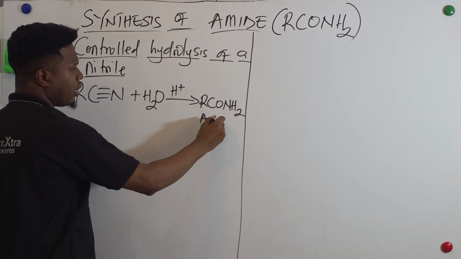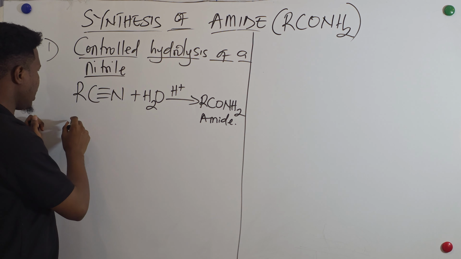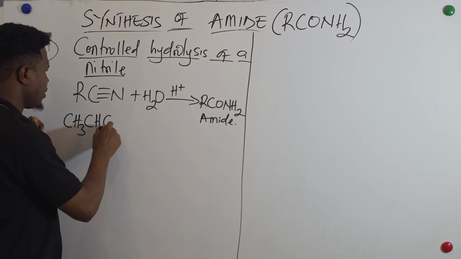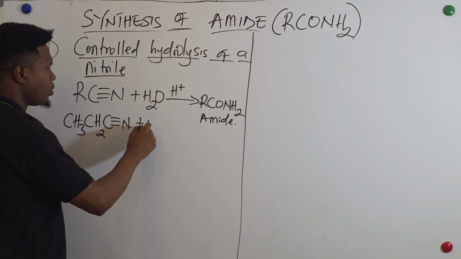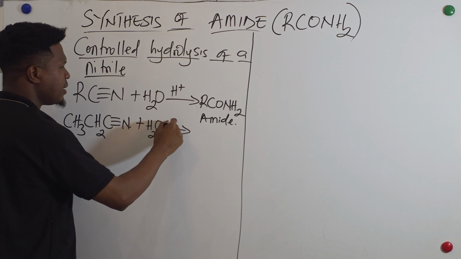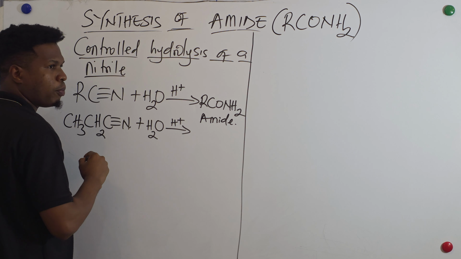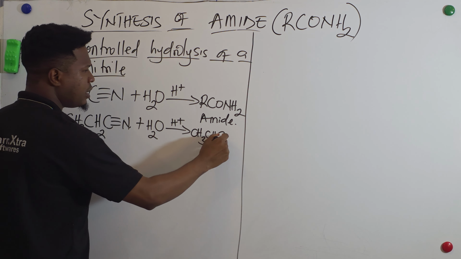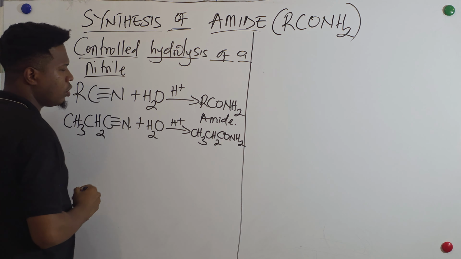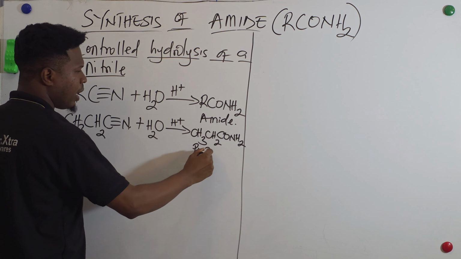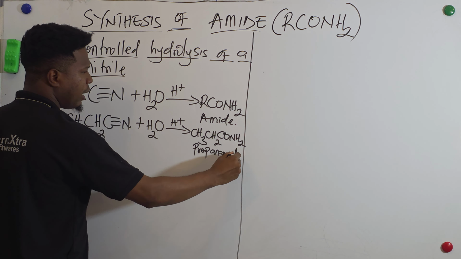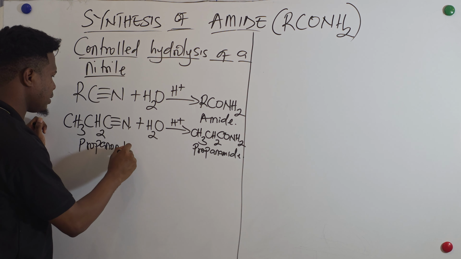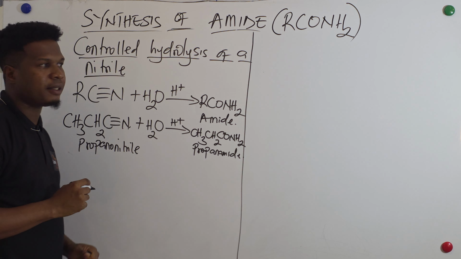An amide here. Okay, so an example is, let's use propanonitrile. If I have propanonitrile, something like this, and I treat it with what? H2O. So this hydrolysis will give us propanamide. So CH3CH2CONH2. So this will give us propanamide. So hydrolysis of propanonitrile, which is this compound here, will give us propanamide.